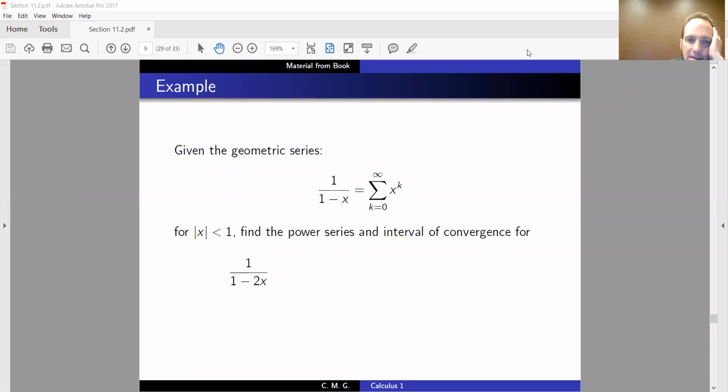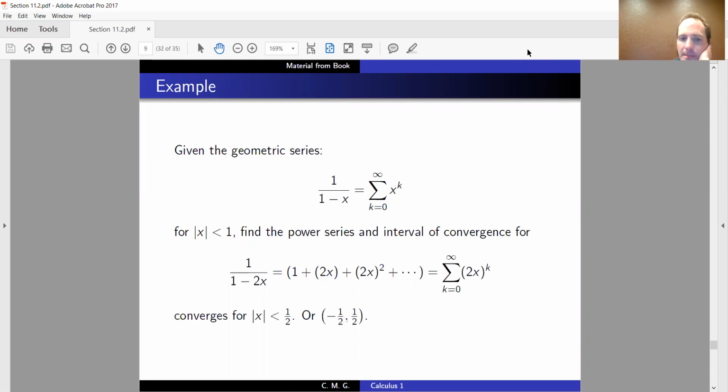So what do I get? It's 1 plus 2x plus 2x squared plus 2x cubed and so on. That's just 2x raised to the k power. And that will converge when the absolute value of x is less than 1/2, between negative 1/2 and positive 1/2. And you'll notice at the endpoints, I can again go do this check, but the endpoints would be the same as plugging 1 and minus 1 into the original function.